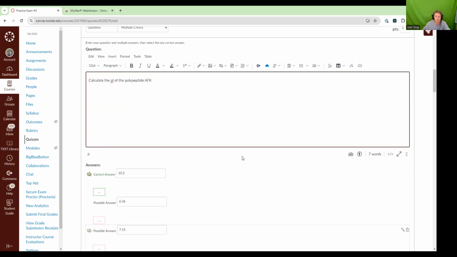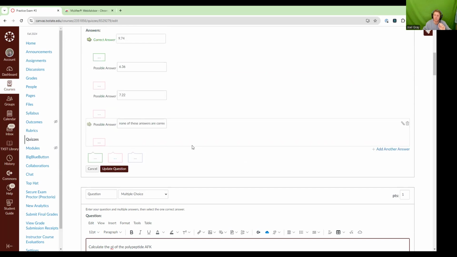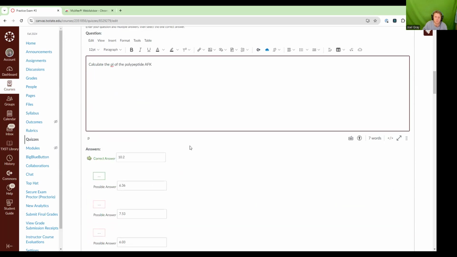Now, for your exam, when you're looking at this sort of thing, play around with things. Don't just go with AFK. How much would the PI change if instead this peptide was KFA or KFR? Any sort of variation. Give yourself that sort of practice problem. Use the exact same process that I just went through, but change those numbers and think critically about, do I need this pK? Yes or no?